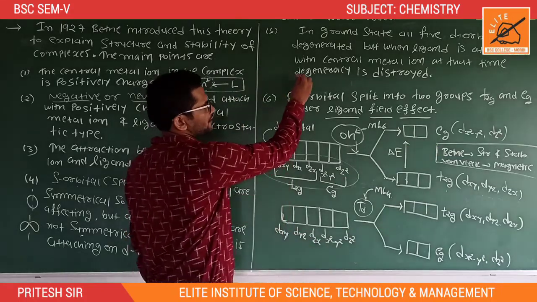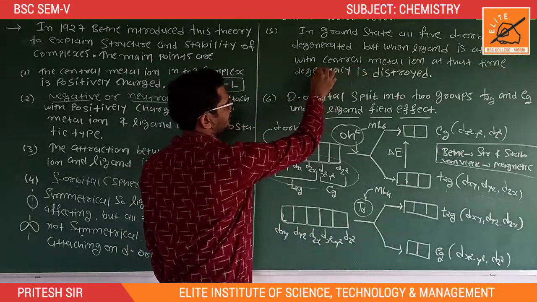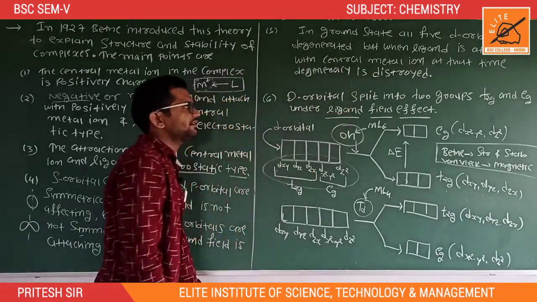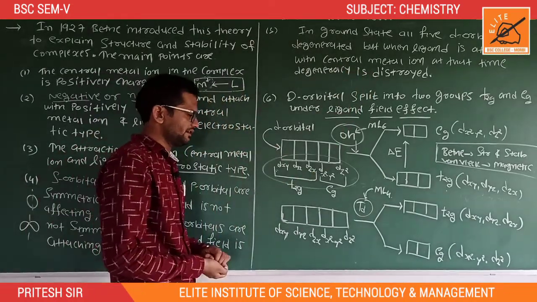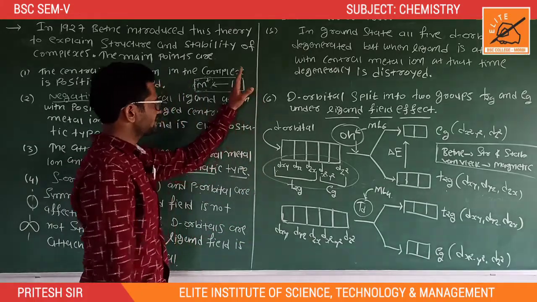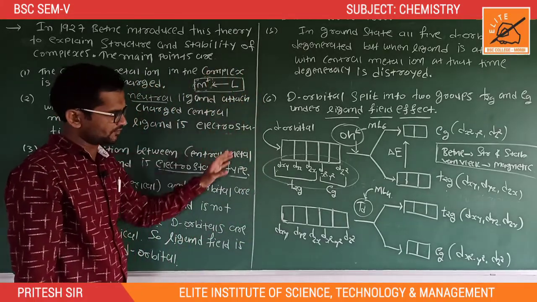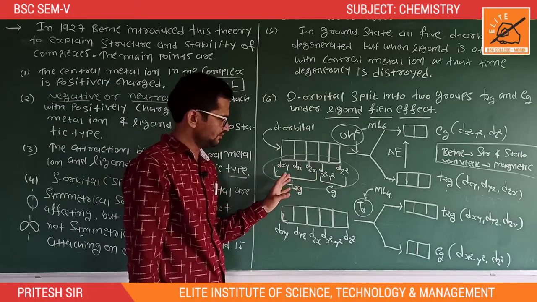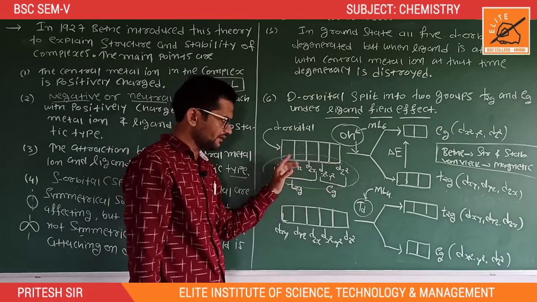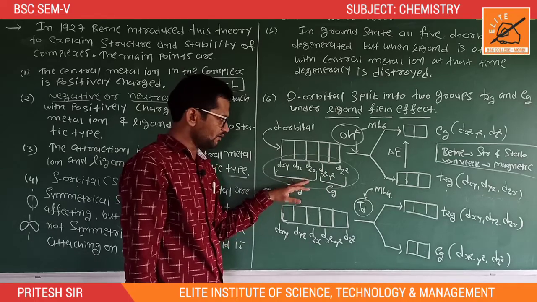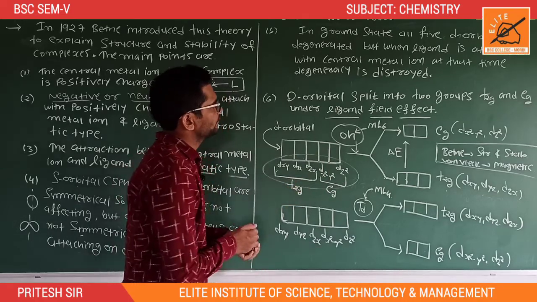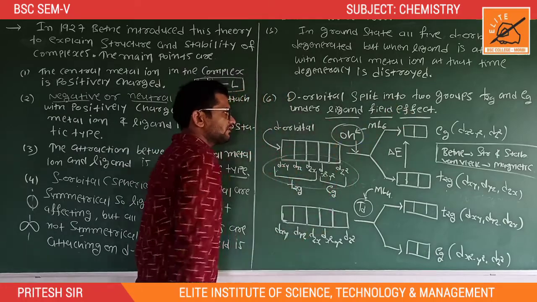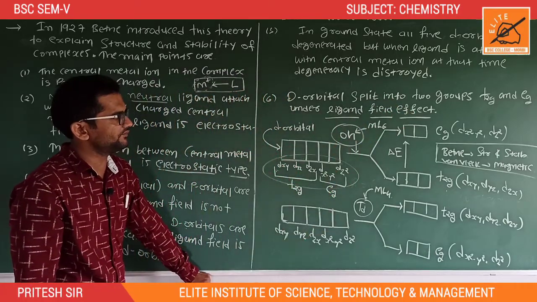Okay, so in the ground state all 5 d orbitals are degenerated, but when a ligand is attached with the central metal ion, at that time the degeneracy is destroyed. It means all the 5 sub-orbitals do not contain the same value of energy. So the d orbital splits into two groups, T2g and Eg, under the ligand field effect.